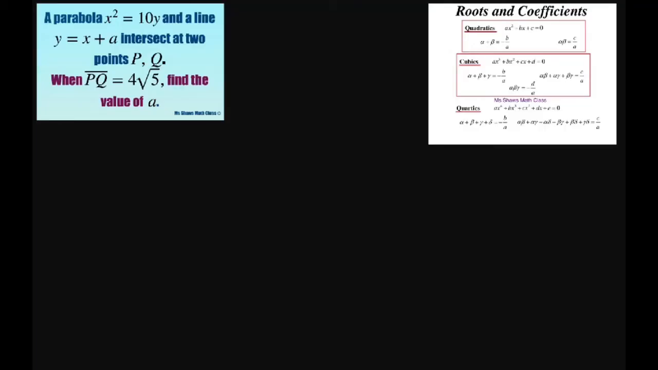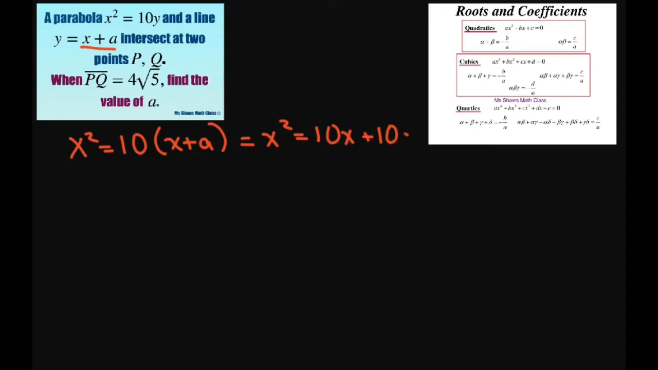Since they intersect at 2 points, we can set them equal to each other. We have x squared equal 10y, and our y is x plus a. So we can use substitution and solve for this. This is going to give you x squared equals 10x plus 10a. Now let's set this to 0. We're going to get x squared minus 10x minus 10a equals 0. So this is going to be equation 1.